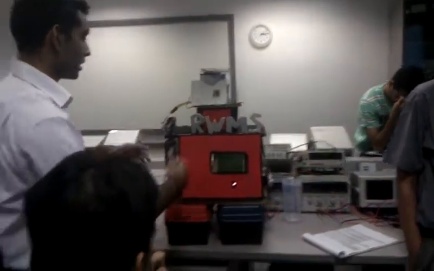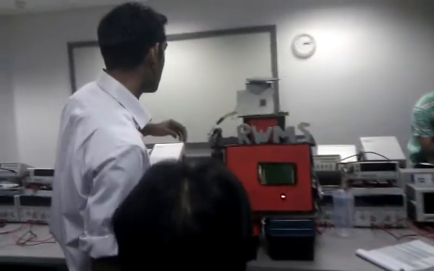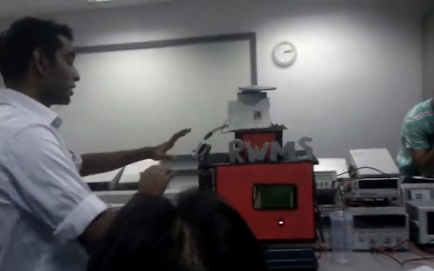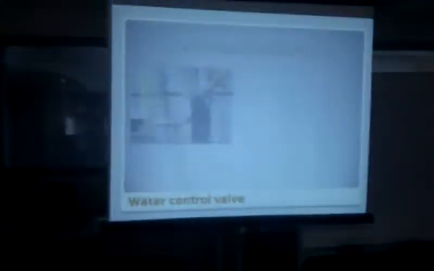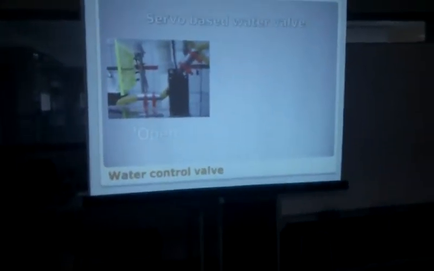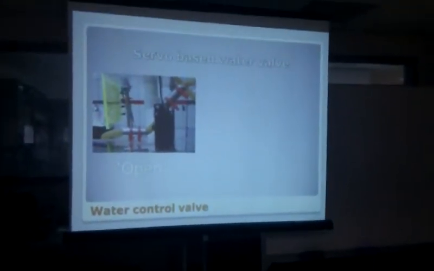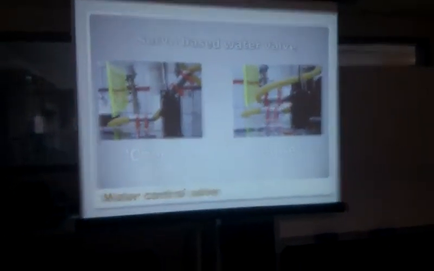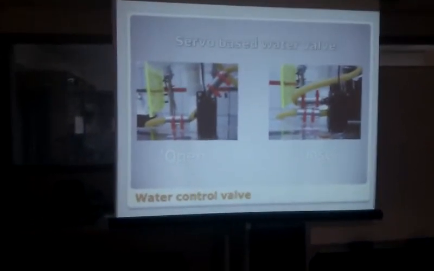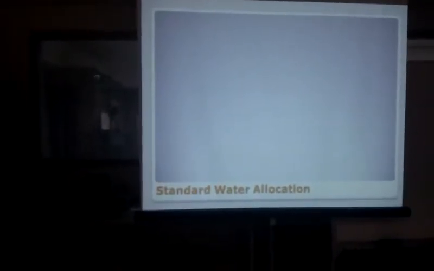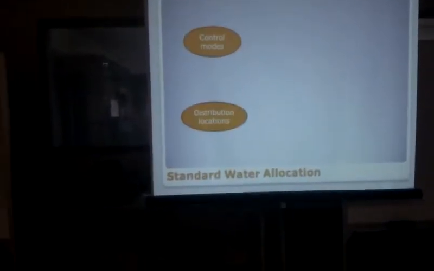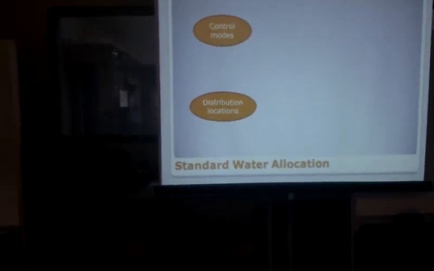Okay, so water allocation. For the water allocation, basically the water flow is controlled by the pinch valves. When the valve is open, the water will flow, and when the pinch valve is closed, the water flow will be stopped. For now, I'll just allocate, because it will take about 8 minutes to allocate for the whole system.